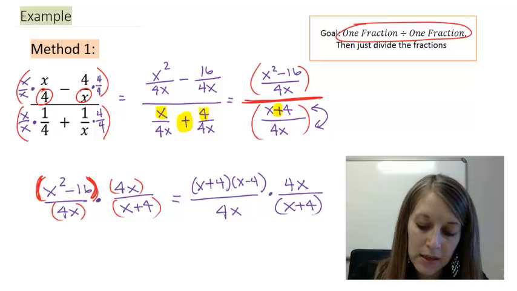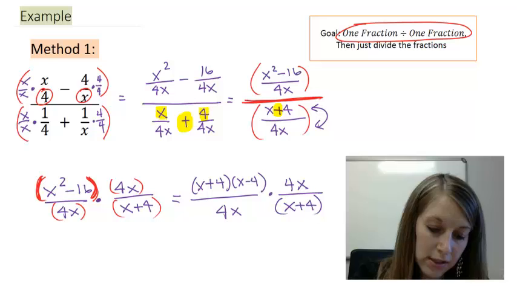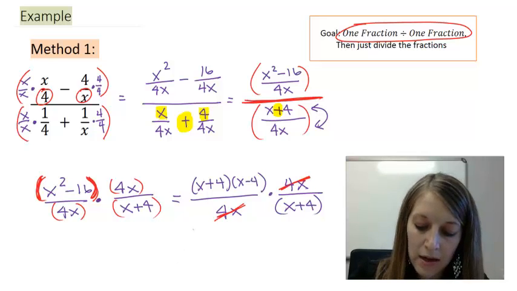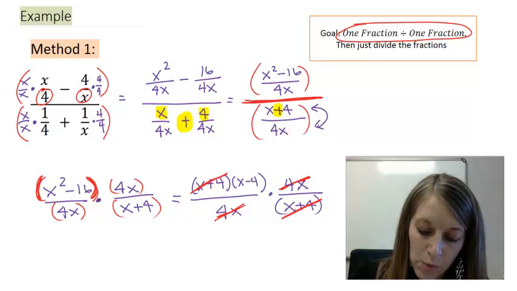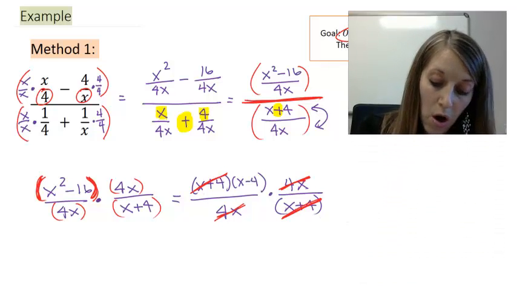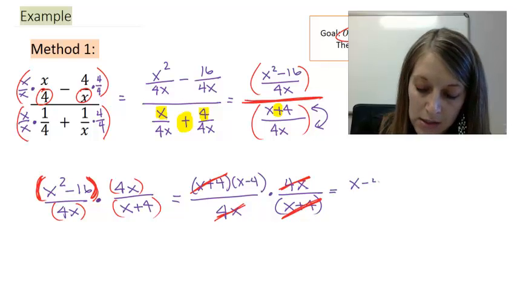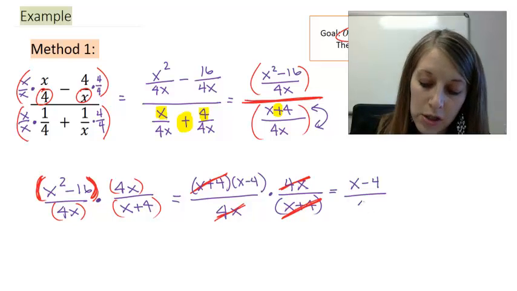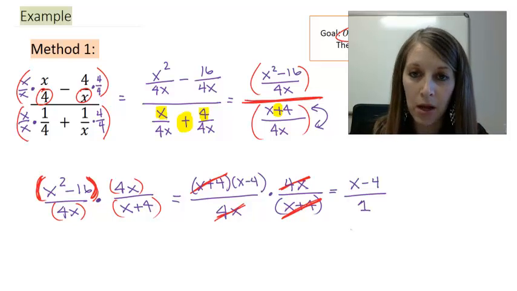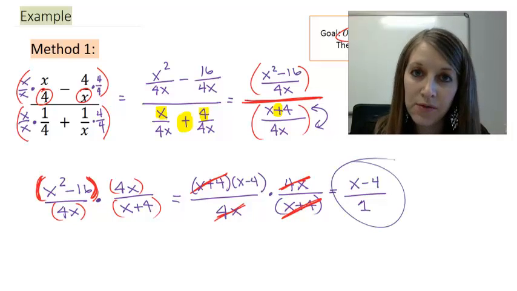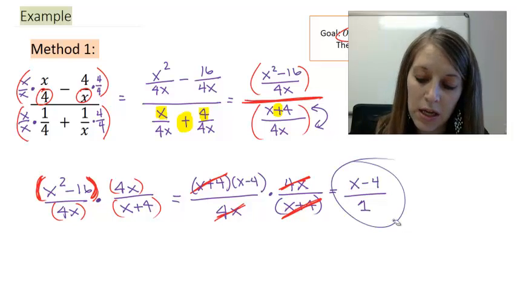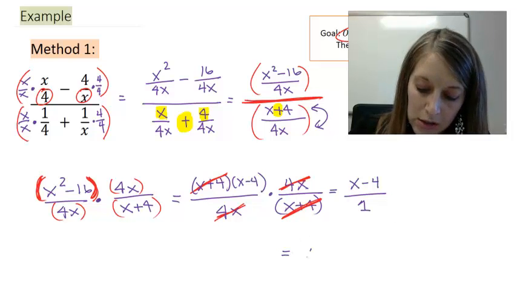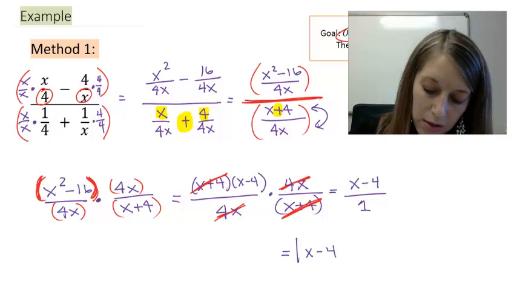Now I just basically cancel identical factors. So let's see what I have here. 4x cancels with 4x, and x plus 4 cancels with x plus 4, and so all I have left is x minus 4 in the numerator, and everything cancels in the denominator, which leaves me with just a 1 in the denominator. But this is not the simplest version of this, so I would not expect you to hand this in. I would expect you to give me the simplest version of this, which is just x minus 4.